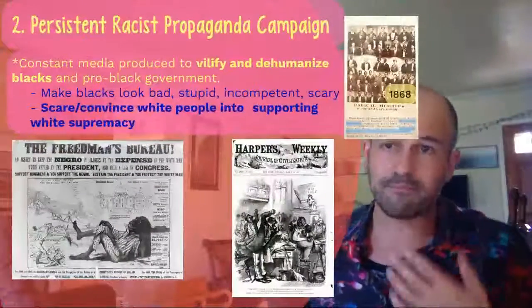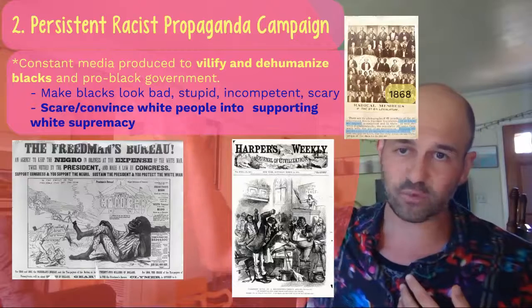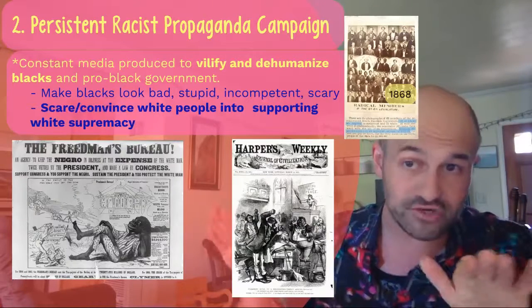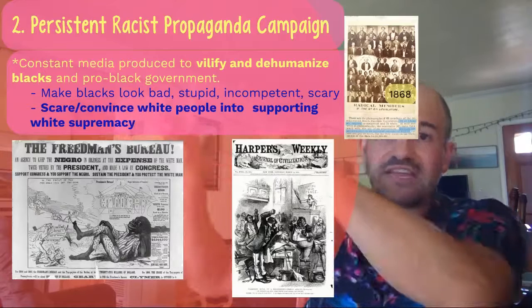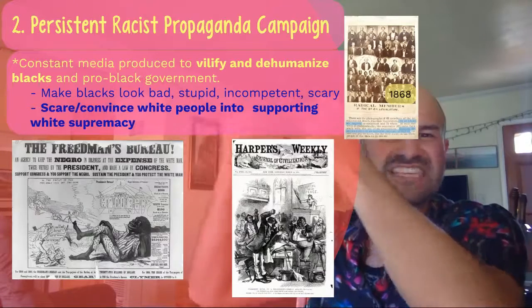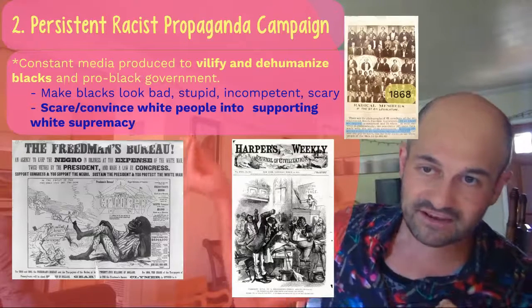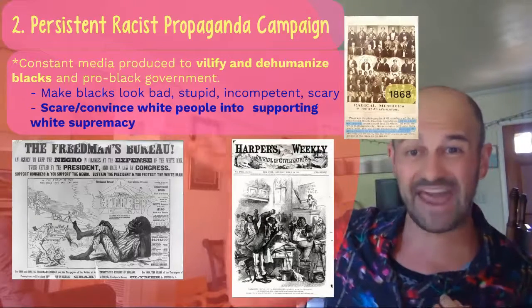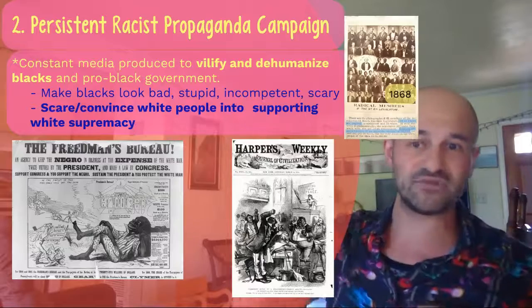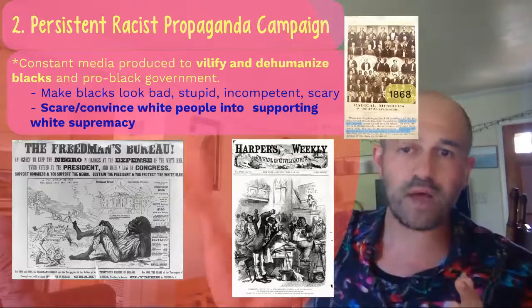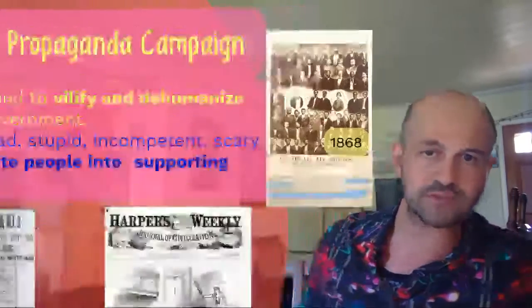All right, our next one, media propaganda. So persistent racist propaganda campaigns are happening the whole Reconstruction time. And there's constant media being produced to vilify and dehumanize blacks and anybody who would support them, okay? The idea was to make blacks look bad, stupid, incompetent, ignorant, and maybe scary. The people who would read these wanted to scare white people into still supporting white supremacy.